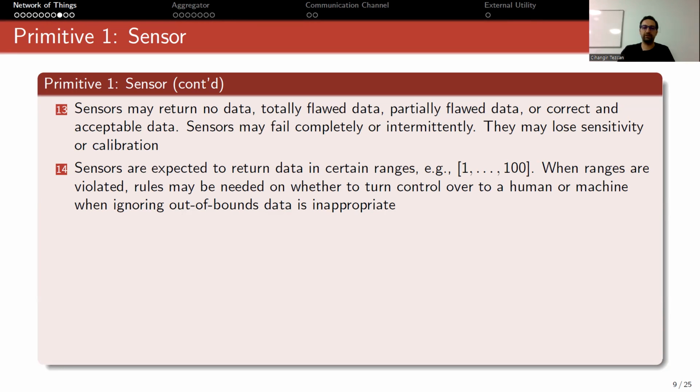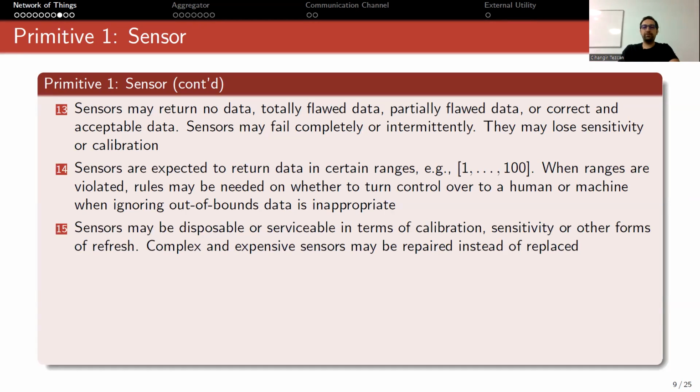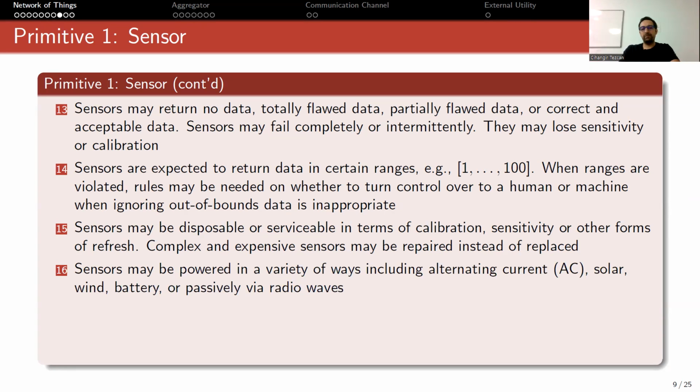that they are malfunctioning. Sensors may be disposable or serviceable in terms of calibration, sensitivity, or other forms of refresh. Complex and expensive sensors may be repaired instead of replaced. Sensors may be powered in a variety of ways, including alternating current, solar, wind, battery, or passively via radio waves.